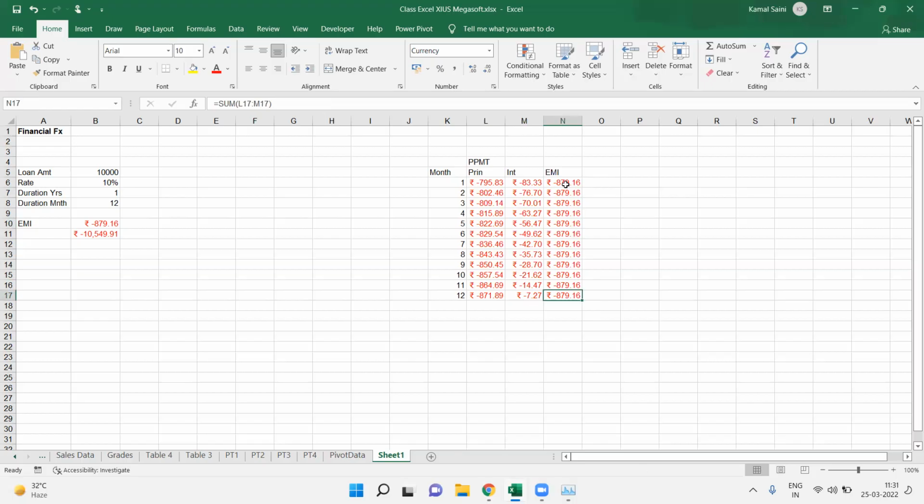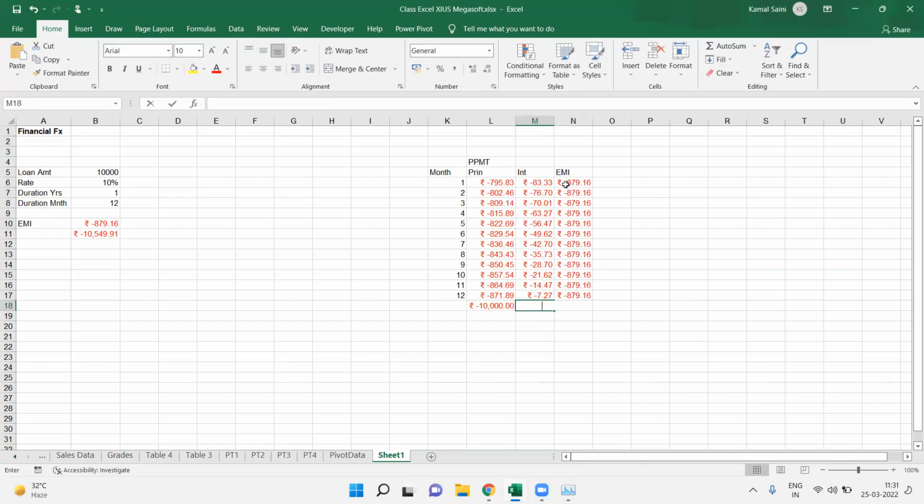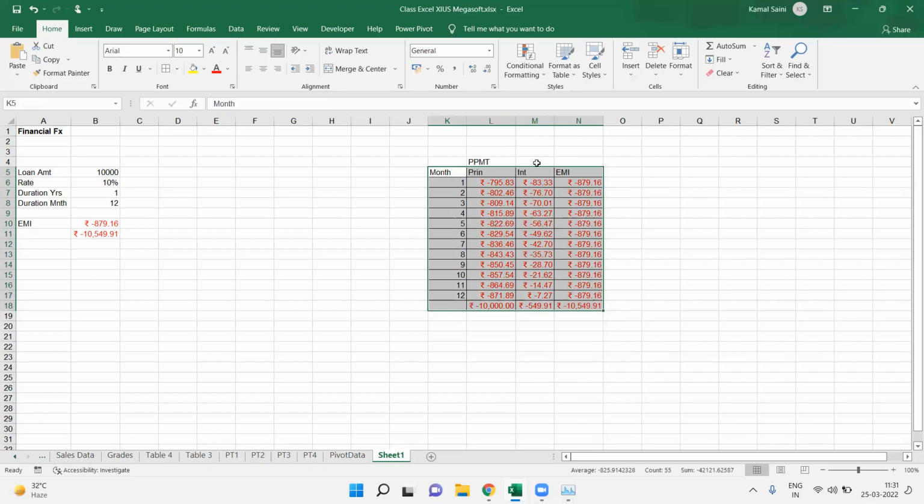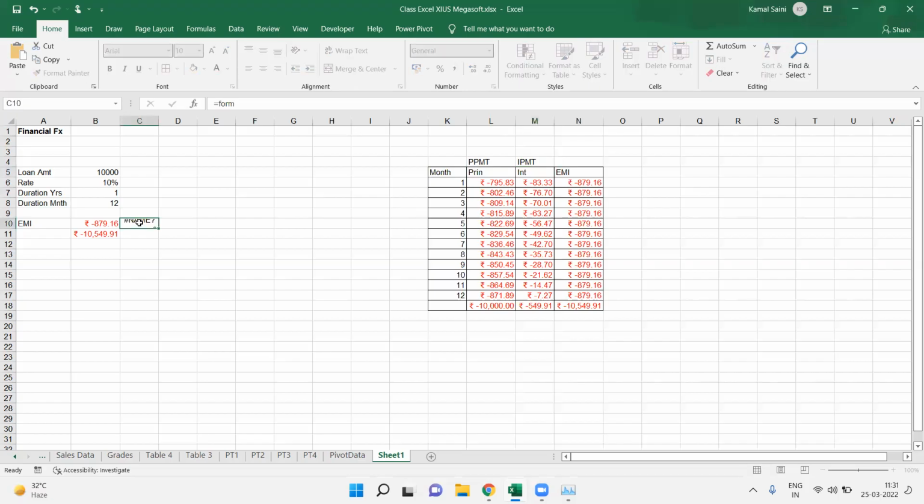And this should add up to my total principal value. This should give me the interest part. And this is my total EMI. So in a whole year, how much you are contributing every month is shown in an effective manner. The functions used are PPMT and IPMT in the following place. The function for this is PMT, that is payments towards the mortgage.